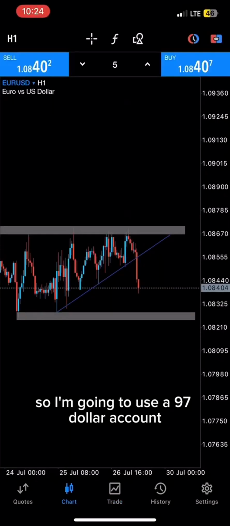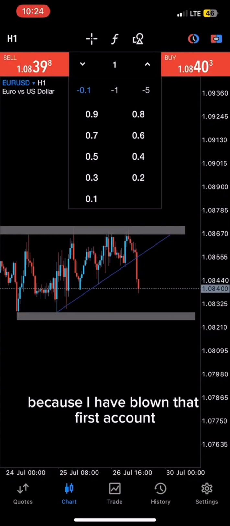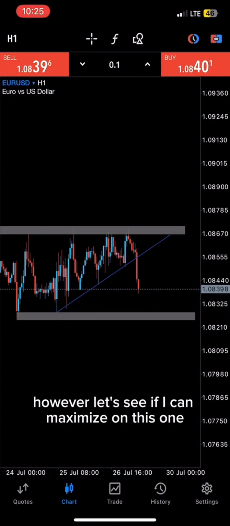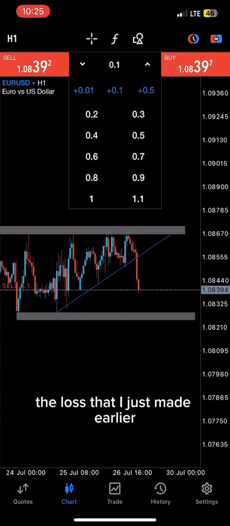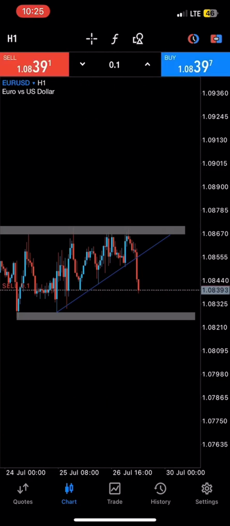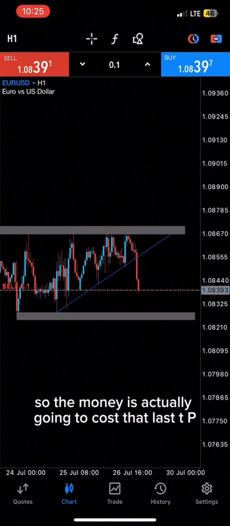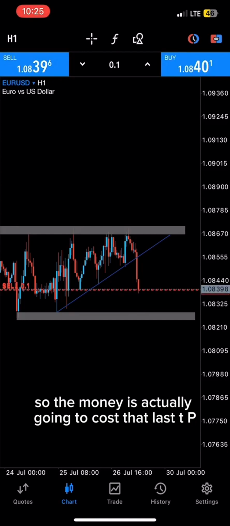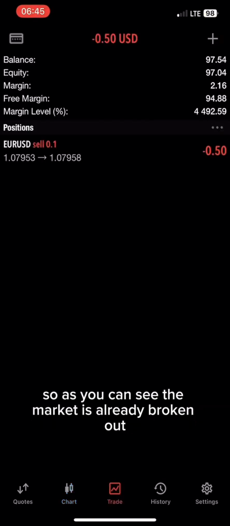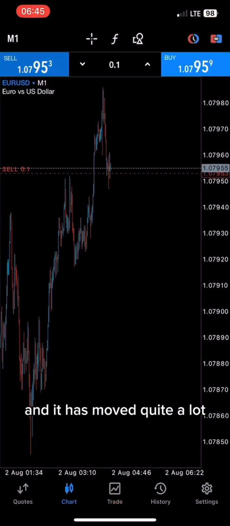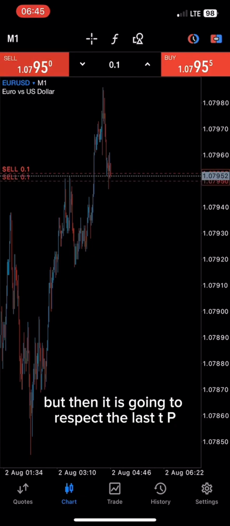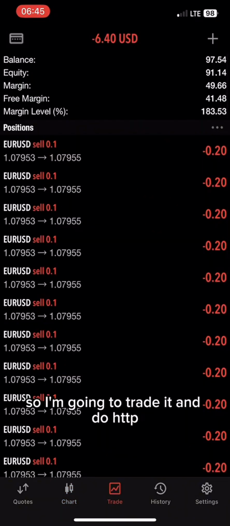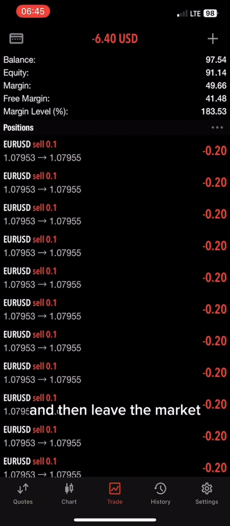I'm going to use a $97 account because I have blown that first account. However, let's see if I can maximize on this one so that I can recover the loss that I made earlier. So now I have sold. The market is actually going to touch that last TP. As you can see, the market has already broken out and moved quite a lot, but it is going to respect the last TP. So I'm going to trade it until it reaches that TP and then leave the market.